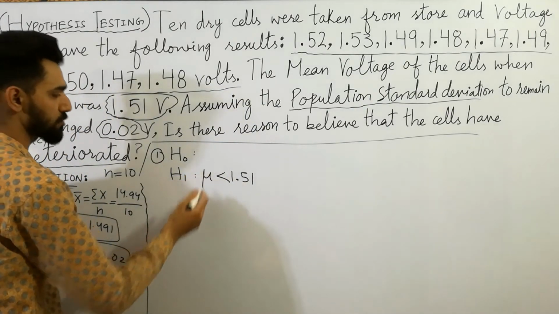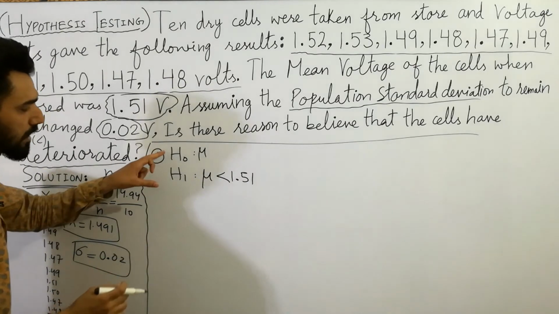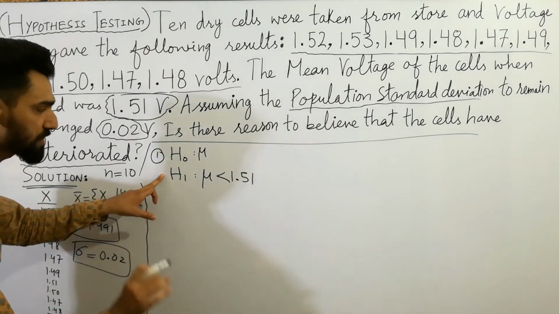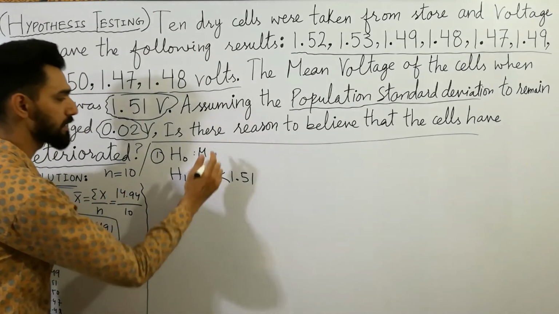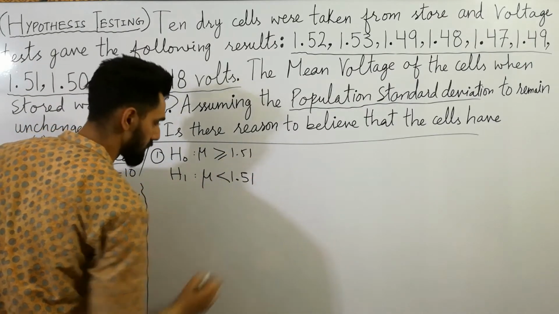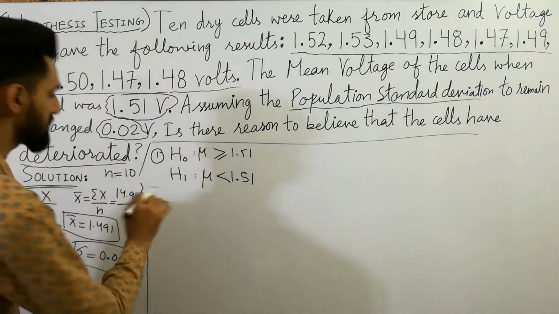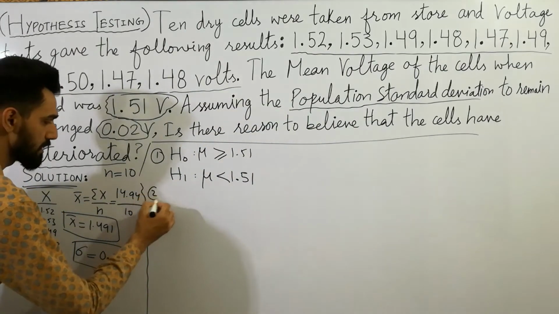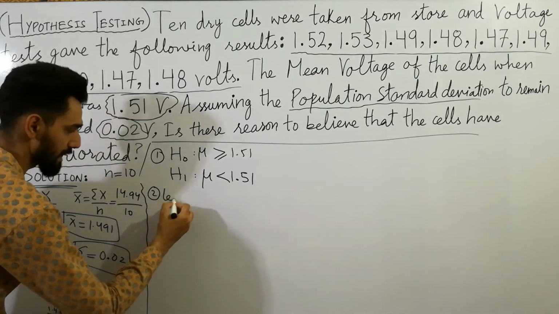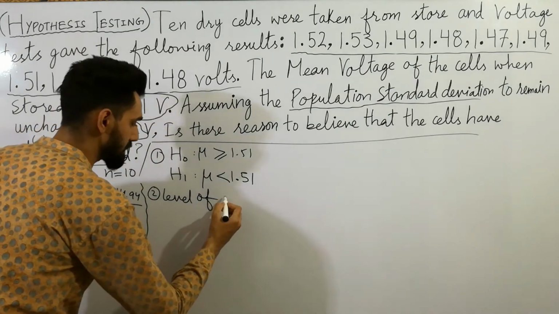And next H naught: you can easily calculate it because null and alternative hypotheses are opposite to each other. So instead of less than, we will get greater than or equal to 1.51. I hope that you are clear about this first step. And next, second step is level of significance.